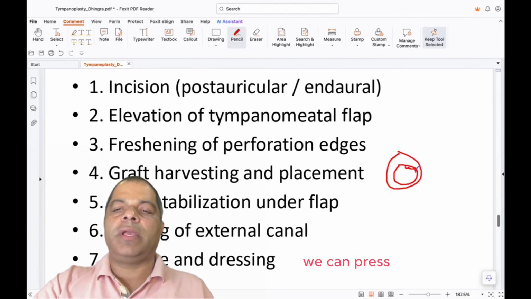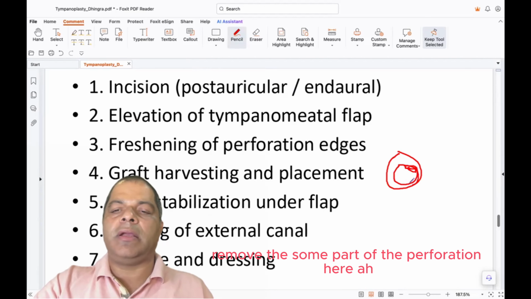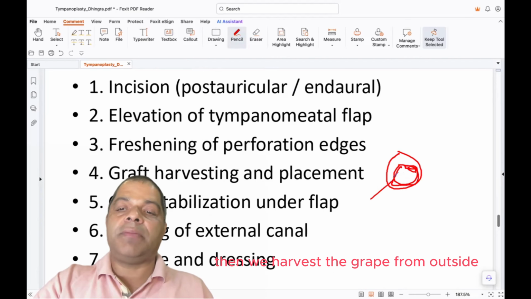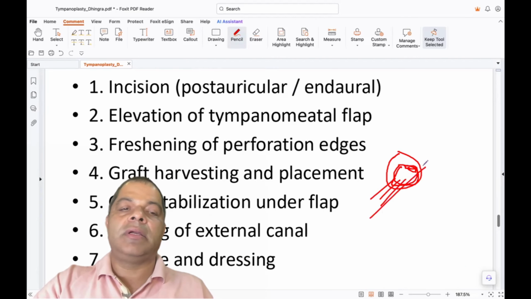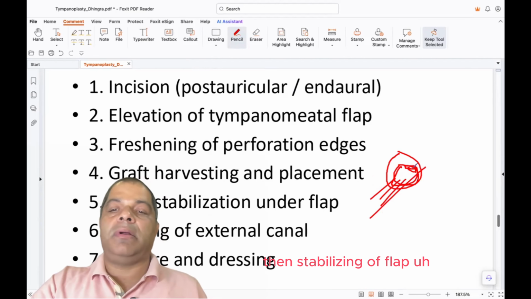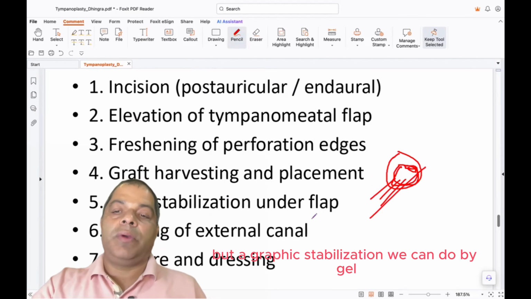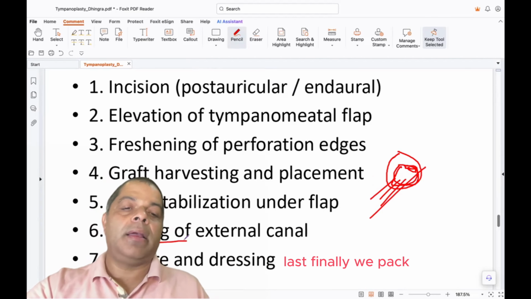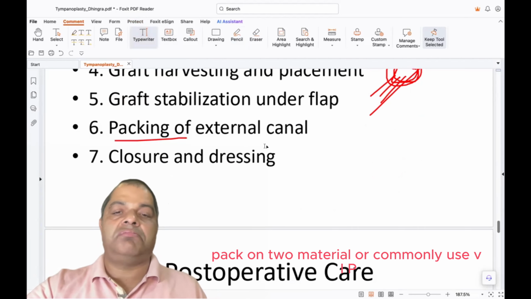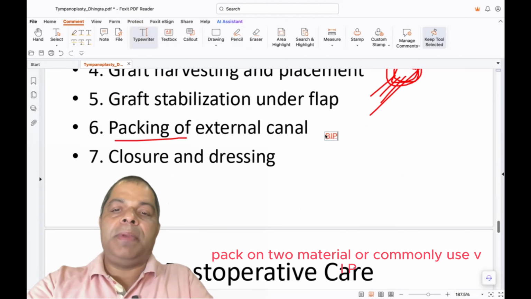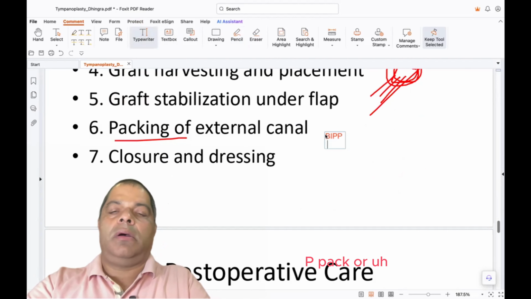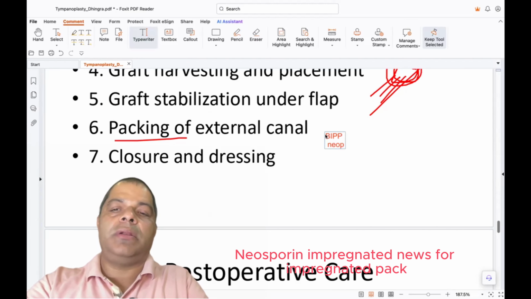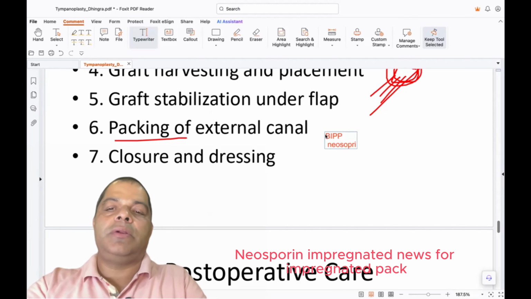We remove some part of the perforation margin here. So this is the freshening of the margin of the perforation. Then we harvest the graft from outside. Then stabilization of the flap, there are more techniques, but graft stabilization we can do by gelfoam or some other material. Finally, we pack with commonly used BIPP pack or neosporin, or some antibiotic ointment impregnated pack.